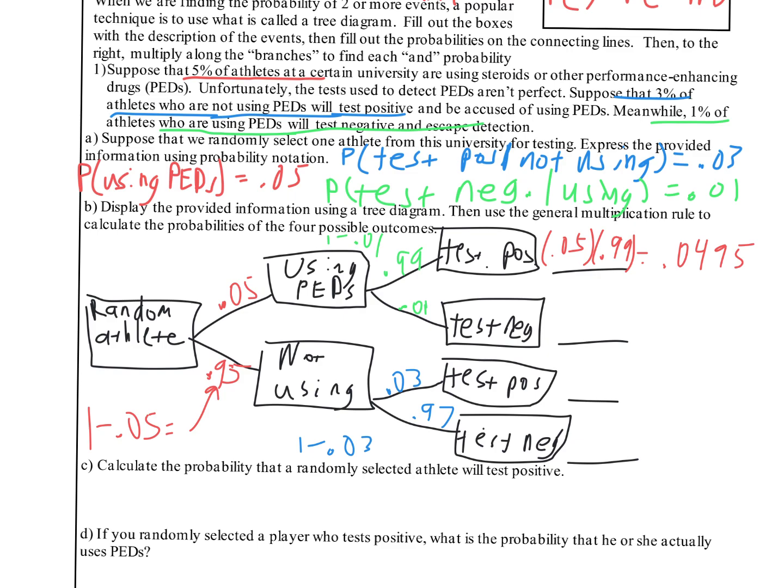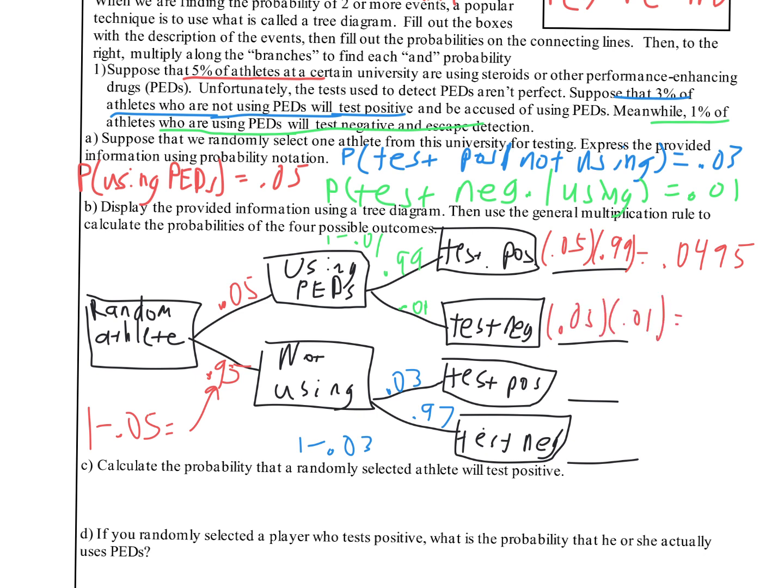And you can see it's a little under 5%, so it's kind of almost everybody. It's 5% of the school that is using PEDs, so almost 5% uses the PEDs and gets caught. All right, so then the next one here, we're going to multiply 0.05 times 0.01.